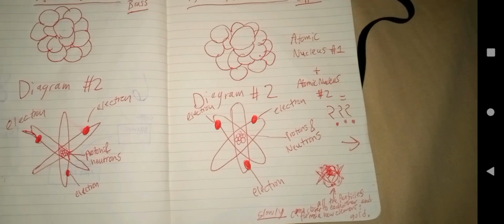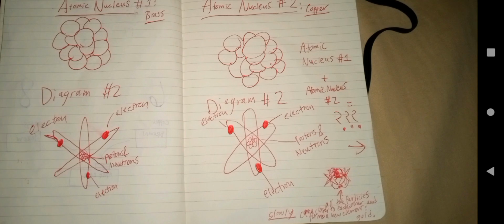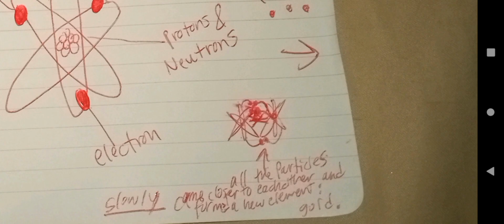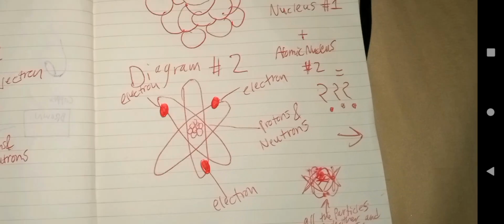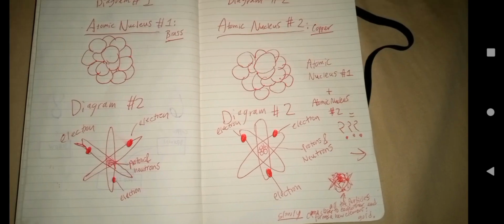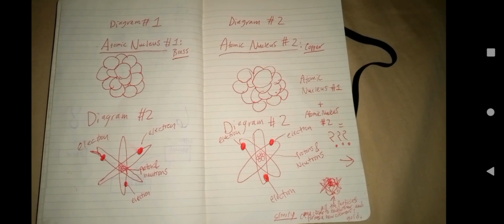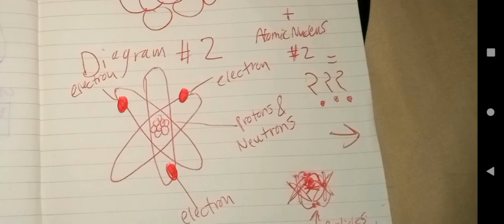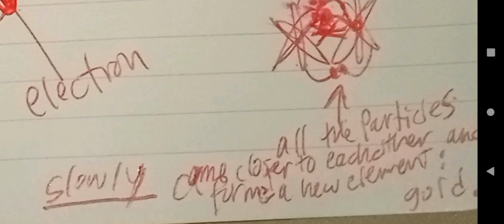If that's really true, then that implies something very critical to my theory. Guess what that is? It means that if you slowly but surely make the nucleuses of brass and copper come together, you would not split the atoms at all. You would not split the atoms or the nucleuses of brass and copper. You would simply have them gravitate towards each other if you slowly brought them closer to each other. See, as I said here, all the particles slowly come closer to each other and form a new element, gold.